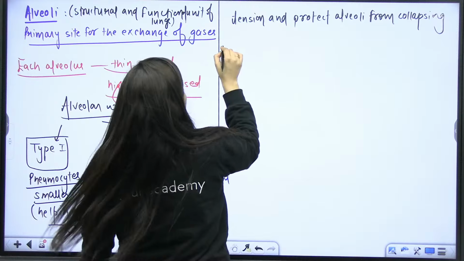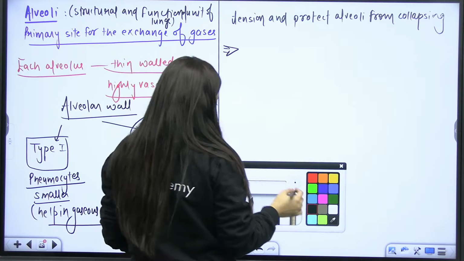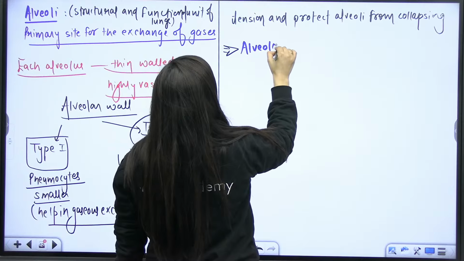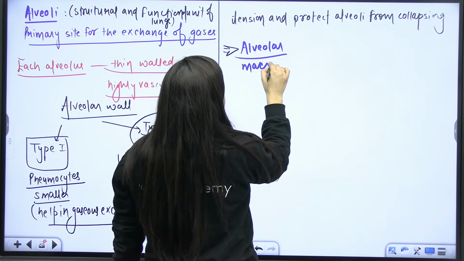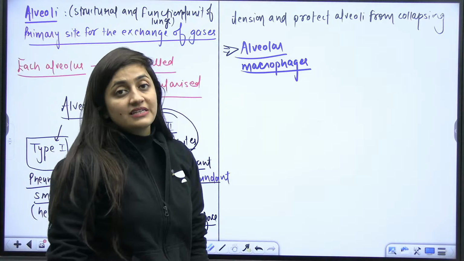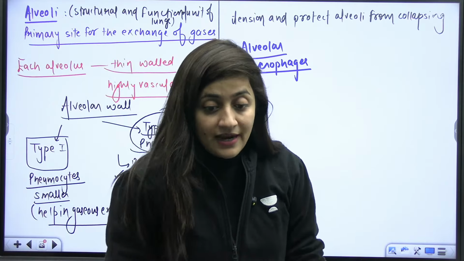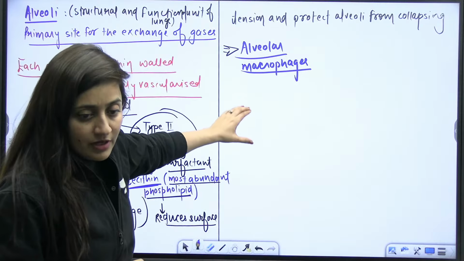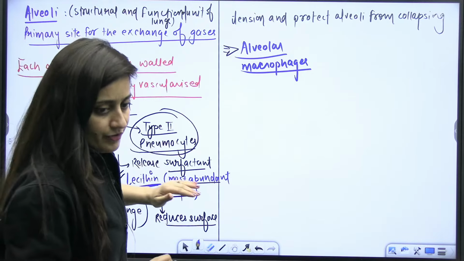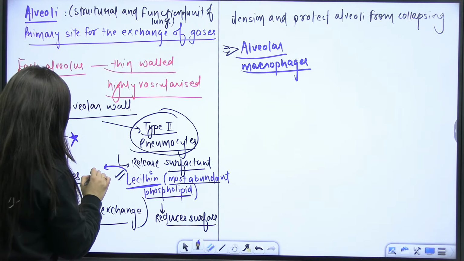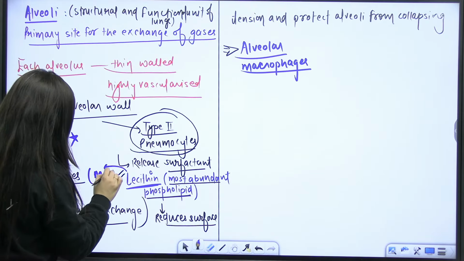I'll pick up one: alveolar macrophages. You know the function of macrophages? They are the phagocytes. They will engulf the foreign particles. So dust particles and all will be destroyed by the alveolar macrophages. So these cells are important. About the lecithin, this is again a previous year question. You need to know that.